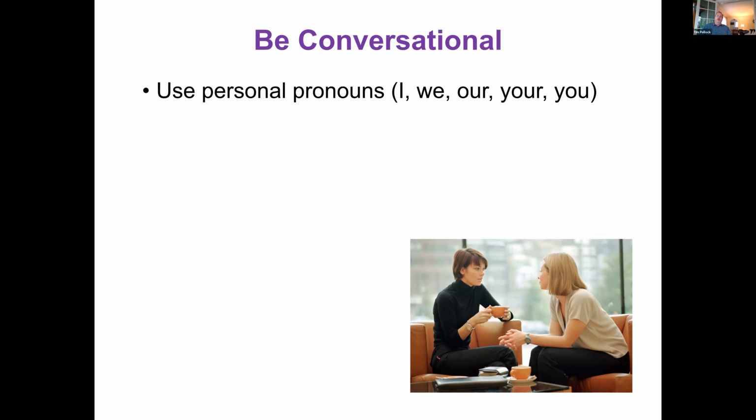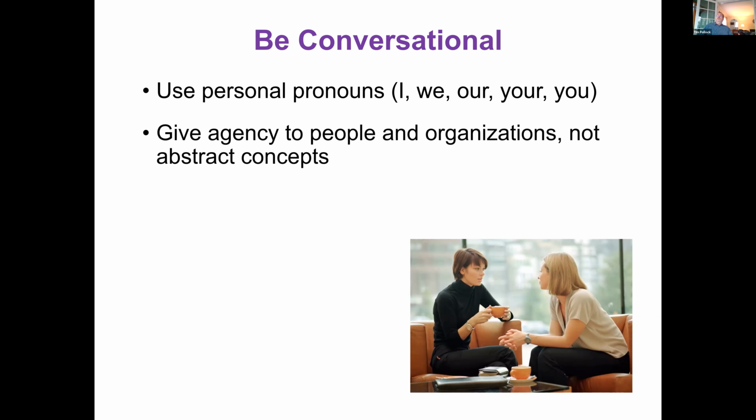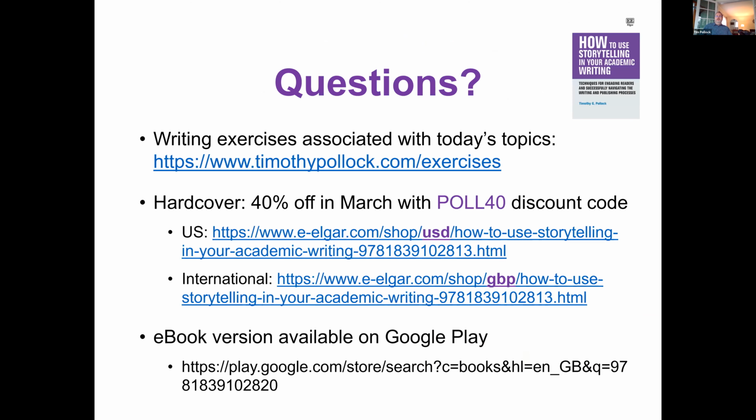So I use I, we, our, your, you in your writing. Give agency to people and organizations, not abstract concepts. Institutional theory doesn't do something. Institutional theorists or scholars do. Use the active voice, and I could do a whole section on that. So those are just some examples of being conversational.